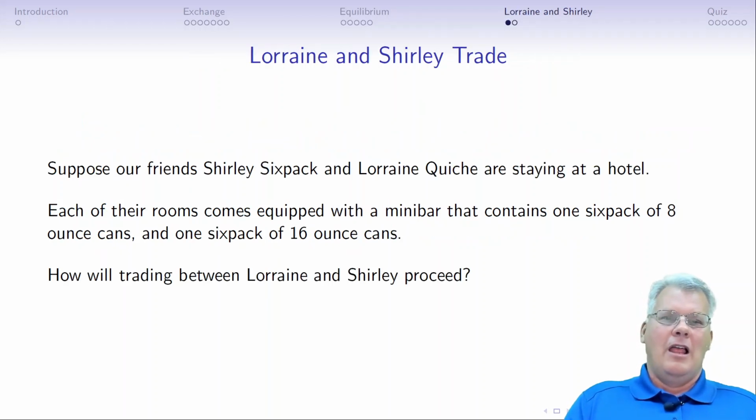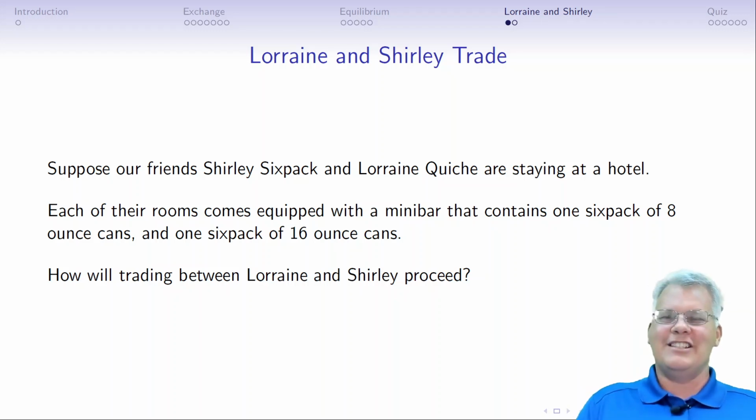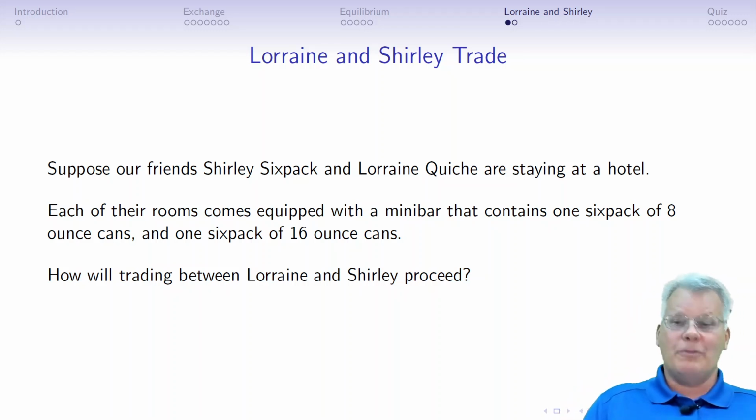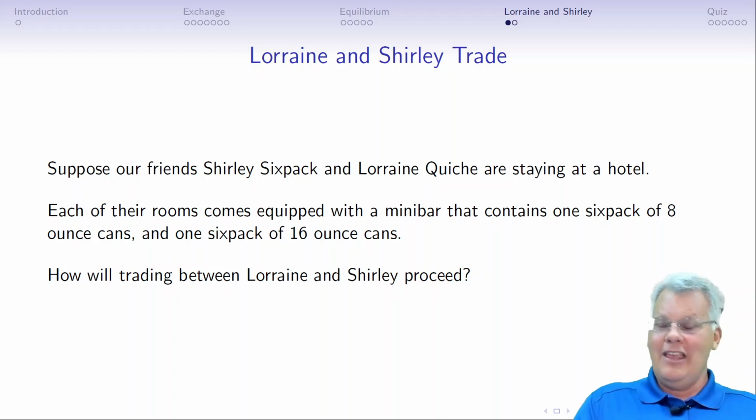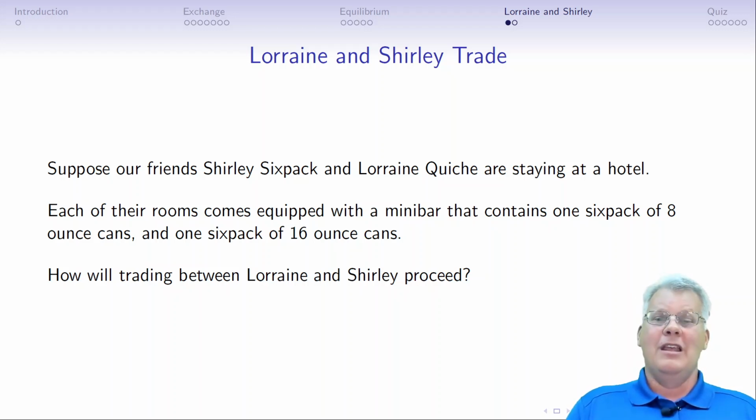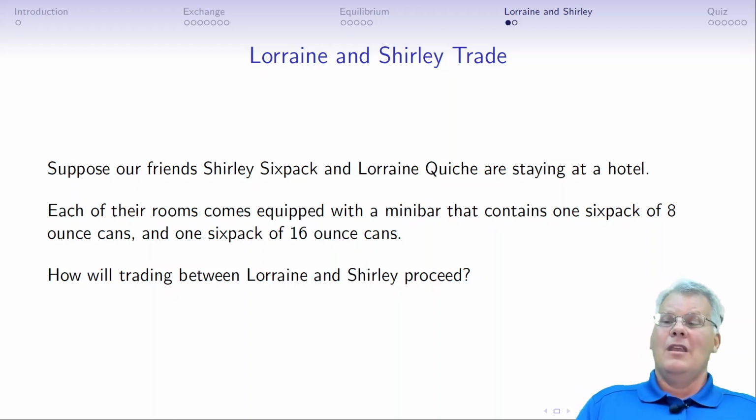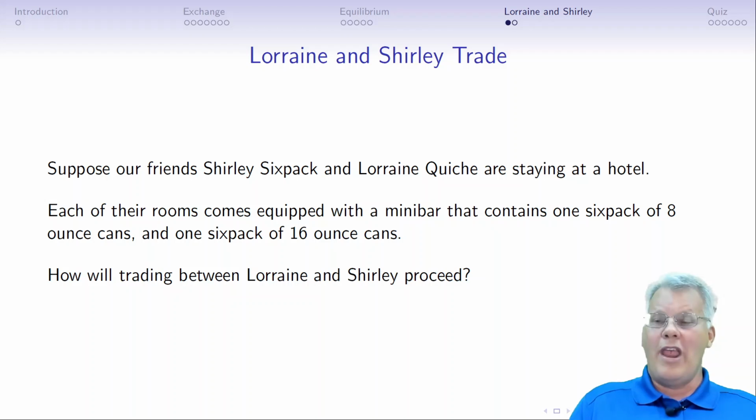Right? I would ask you to consider our good friends Lorraine Quiche and Shirley Sixpack. So they have very different types of preferences. Suppose that our friends Shirley Sixpack and Lorraine Quiche are staying at a hotel. Suppose they go to some corporate training event. Each of them has a hotel room, and each of the rooms comes equipped with a mini bar that contains one 6-pack of 8-ounce cans and one 6-pack of 16-ounce cans. So that would be Shirley's endowment, and that would be Lorraine's endowment. And how would trading between Lorraine and Shirley proceed?